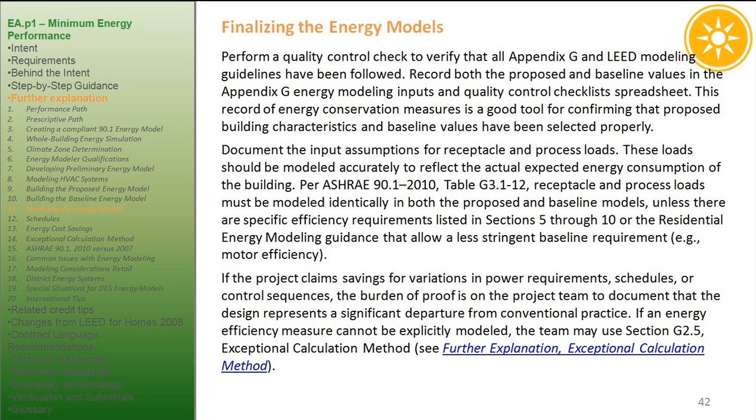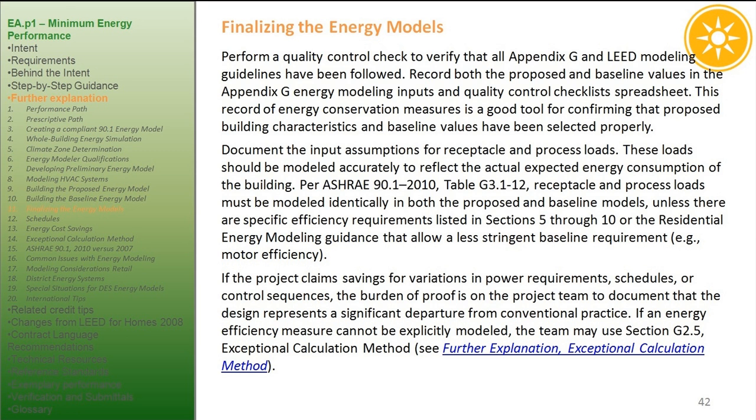Document the input assumptions for receptacle and process loads. These loads should be modeled accurately to reflect the actual expected energy consumption of the building. Per ASHRAE 90.1 2010, Table G3.1.12, receptacle and process loads must be modeled identically in both the proposed and baseline models, unless there are specific efficiency requirements listed in sections 5 through 10 or the residential energy modeling guidance that allow a less stringent baseline requirement, for example, motor efficiency.